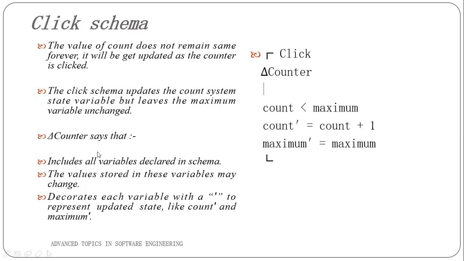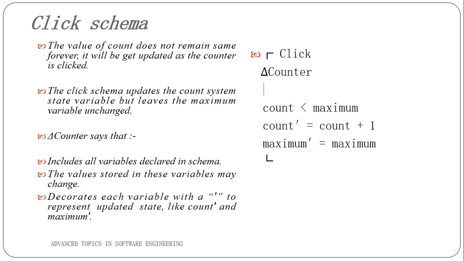So Delta Counter says, first, that it includes all the variables declared in my base schema. That means the variables that are declared in my base schema, that is Counter, are also present here. Second, when we put delta in this declaration, it also represents that the values stored in these variables may change. As we can see here, when I do count' equals count plus 1, the value of count will change by 1, or be incremented by 1.